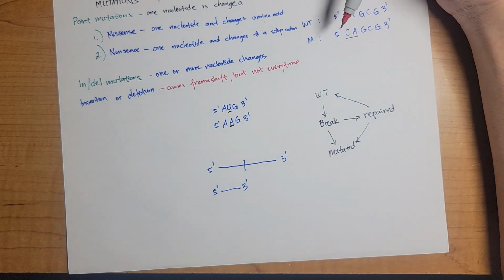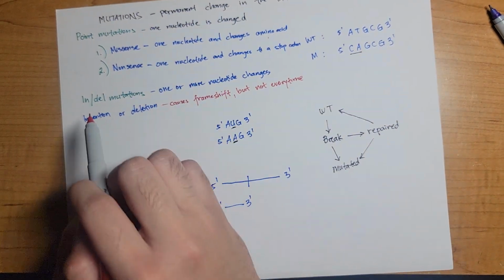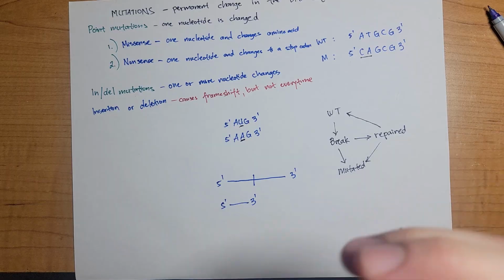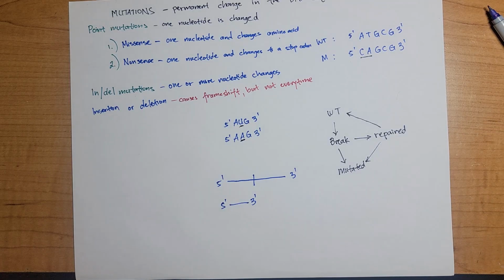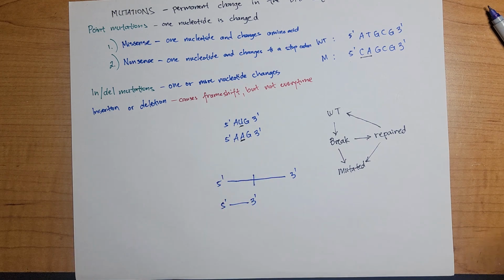Why is it not every time? Why does it not always cause a frameshift? Because the keyword is here: indel mutations are one or more nucleotide changes. So if you had 3 nucleotides that were deleted or inserted, it doesn't really cause a frameshift, right? Because it doesn't shift how the codons are read.